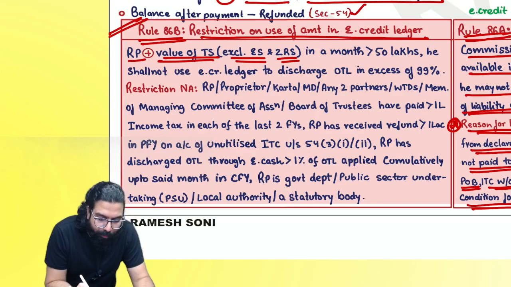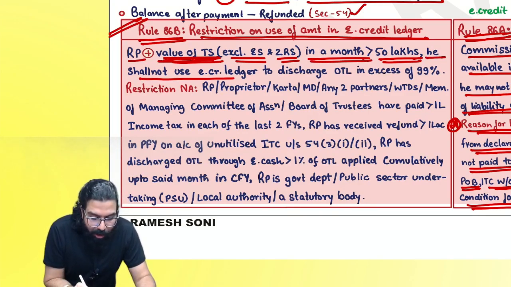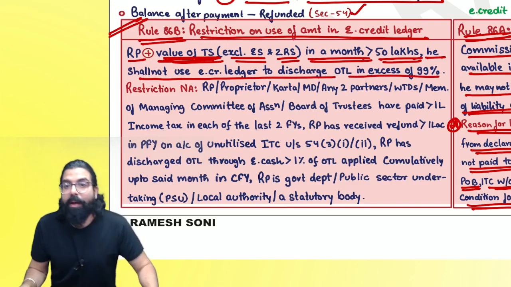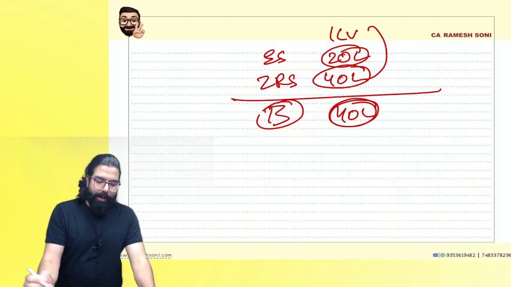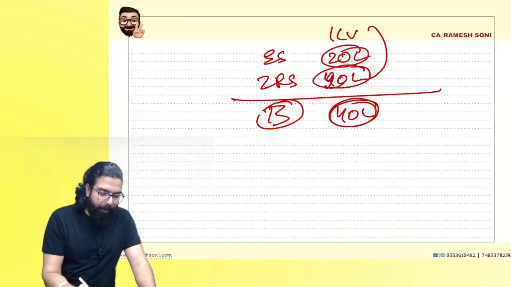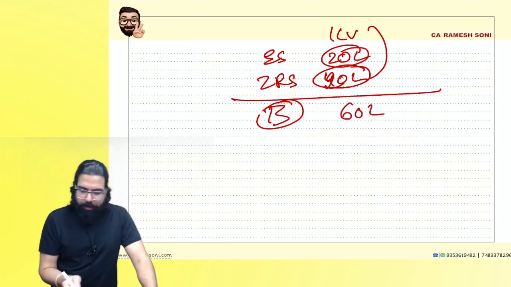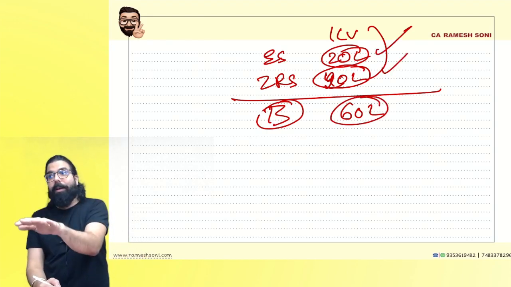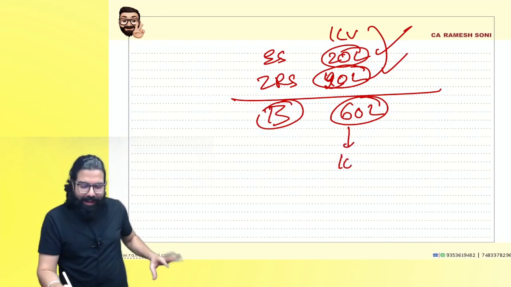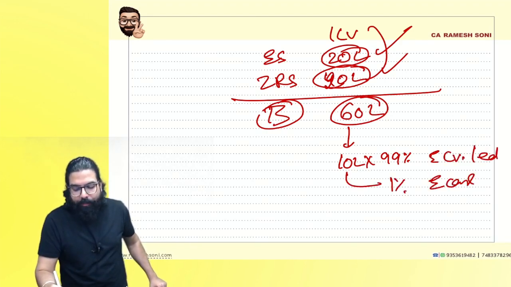86B is applicable when your value of taxable supply in a month is greater than 50 lakh. Then he shall not use the electronic credit ledger in excess of 99%, meaning at least 1% you have to pay in cash. Supposing this is 20 lakh over here, can you tell me my taxable supply? 60 lakh, correct or not? Yes or no, everyone? 20 minus 20 gone, 60 lakh. On this 60 lakh, whatever is the tax payable, supposing I have to pay tax of 10 lakh rupees, then on 10 lakh, 99% I can use from my electronic credit ledger. The 1% I have to pay through my electronic cash ledger.